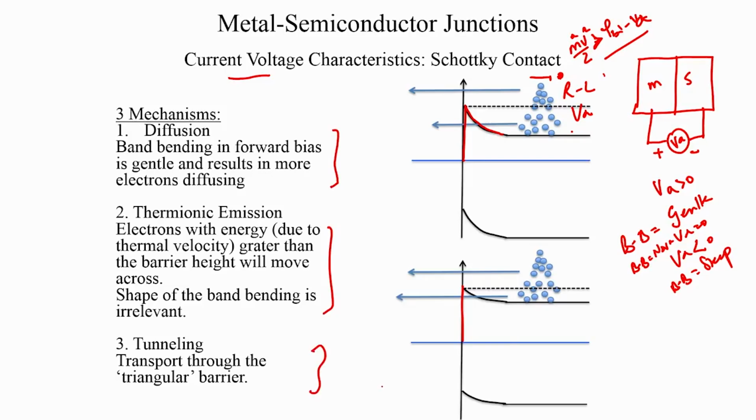So, these are the three mechanisms that we will discuss: the diffusion, the thermionic emission, and the tunneling. And what we are going to do now is go through a lot of mathematics, and calculate out what the current due to diffusion is, what the current due to thermionic emission is, and what the current due to tunneling is.